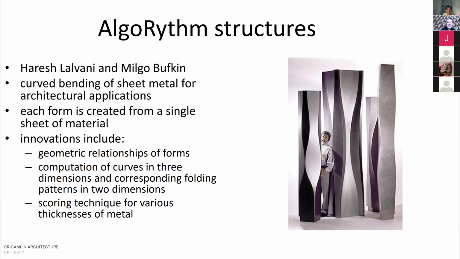Some of Haresh's contributions to the field of architecture include studying the geometric relationships between forms, right? That's probably what he's most well known for. But for this project, in addition to that, we studied the computation of curved folds in 3 dimensions and also unfolding them to create the 2-dimensional patterns that we use to cut these out of metal. And Milgo Bufkin has various techniques in working with metal, and depending on the thickness of the metal, we had different routines, different techniques to be able to bend them.